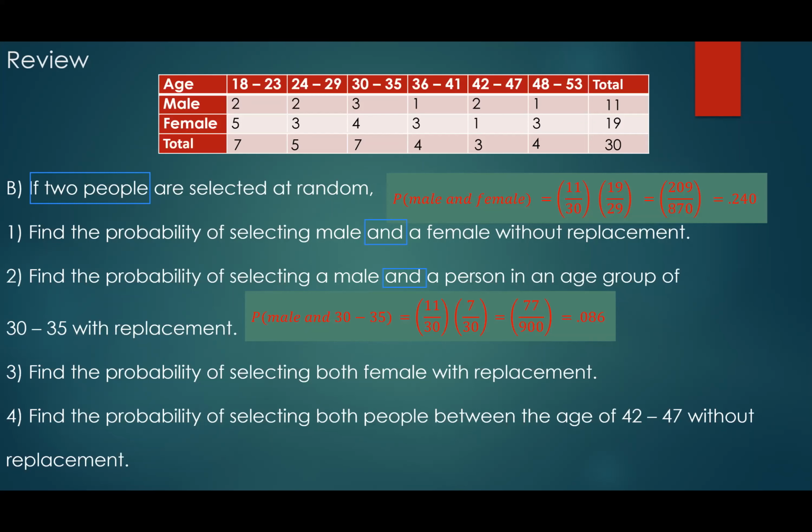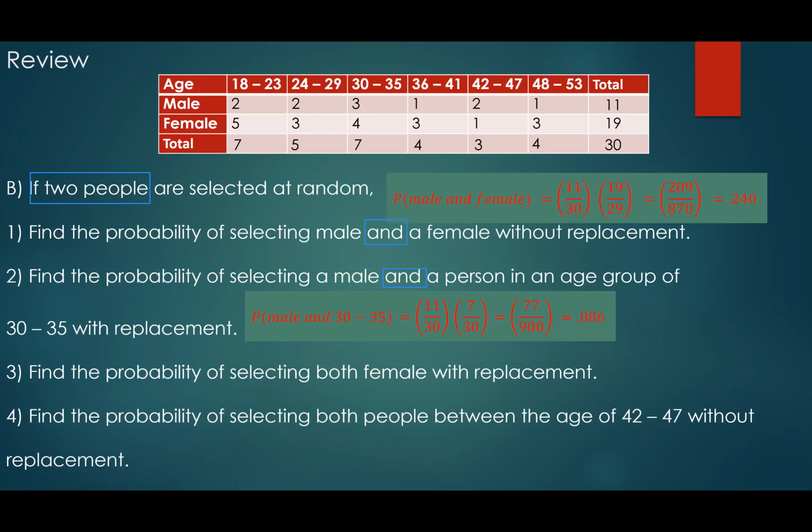Let's do number 3 and number 4. If you take a look at number 3, we are asked to find the probability of selecting both female with replacement. Meaning I go in and select one person, a female. I write her name down, I record it, I go back and replace her and I pick out again. Yes, I might have the same girl, I might have the same person twice, but I don't care. We just want to know the probability of me picking out one person who is a female, and then going back and picking out another person who is also a female.